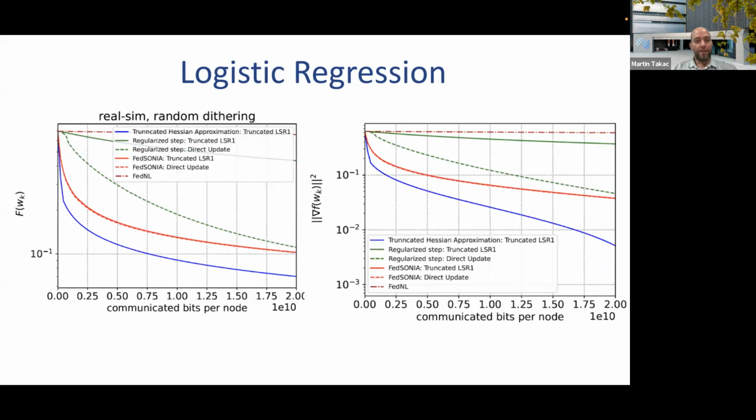And also for the real sim, again, this is like 21,000 features. Again, you will already have a Hessian which is a few gigabytes in size, but still in our case, it's fine because you just compute on devices only Hessian vector products, that's it, okay?